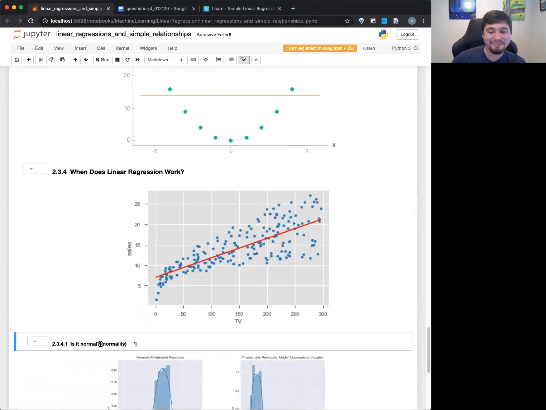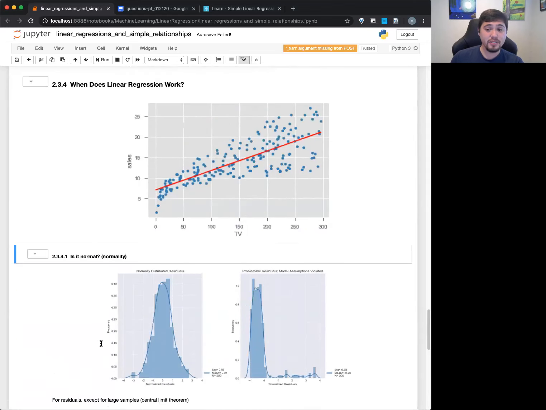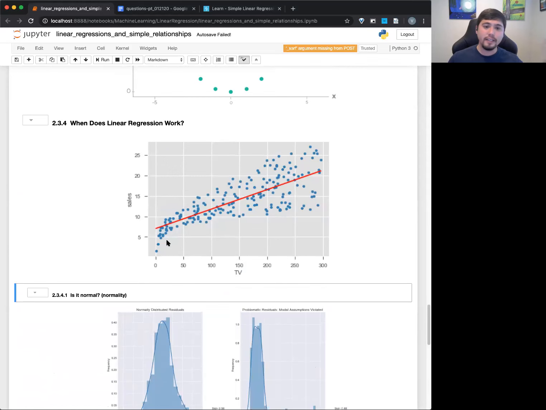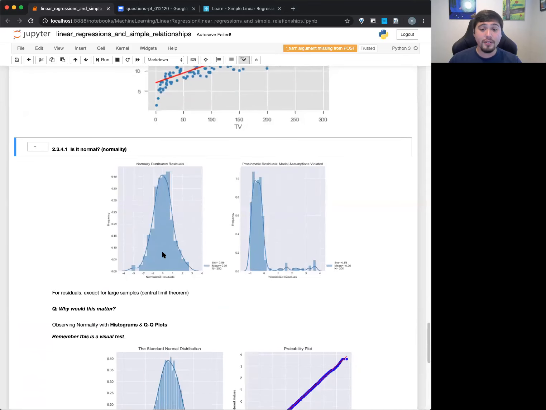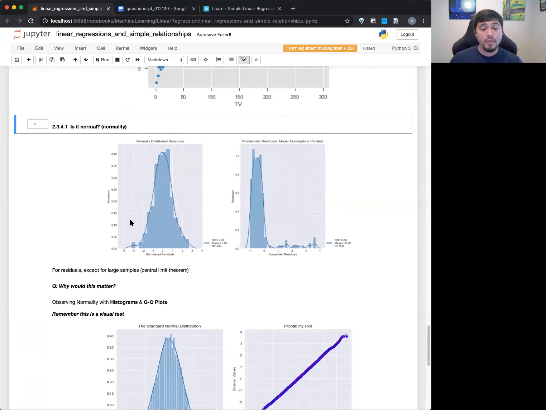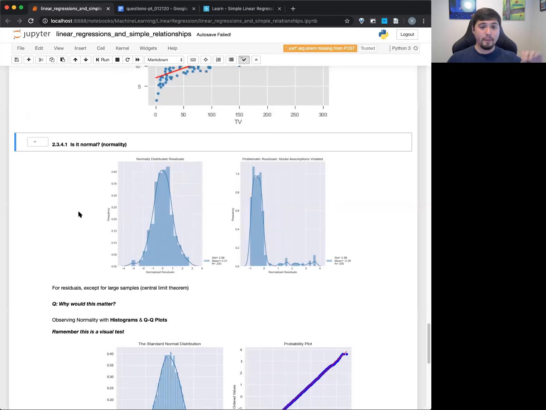So let's check out some assumptions. One is that it has to be linear. Linear regression is not going to work if it's not linear. There are some ways we can cheat around that, but in some form or fashion it has to be linear. The other thing is normality. Everyone just look at me for a second and really focus in.